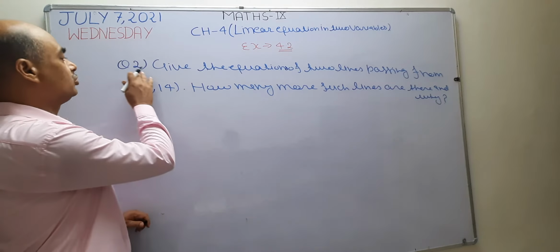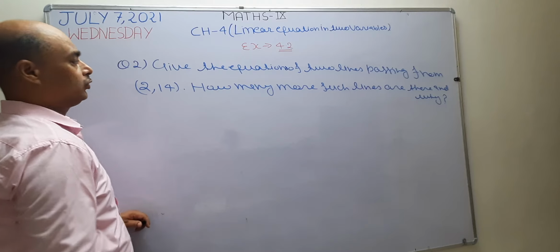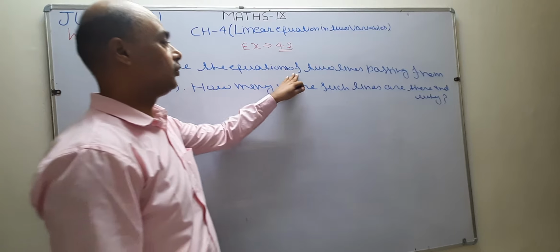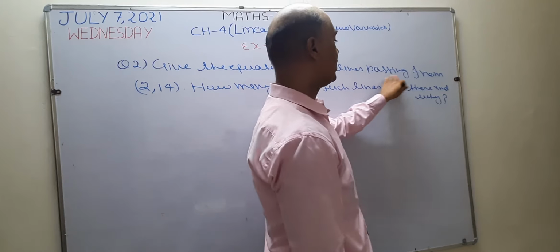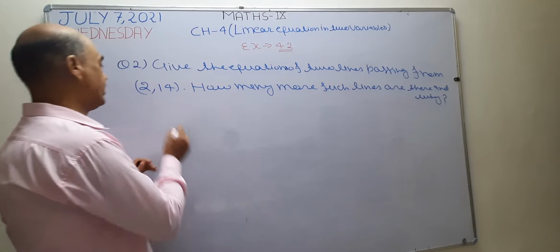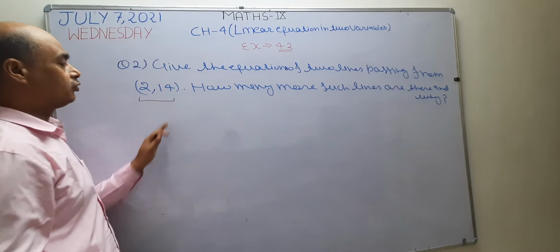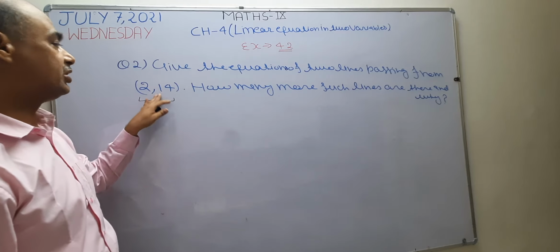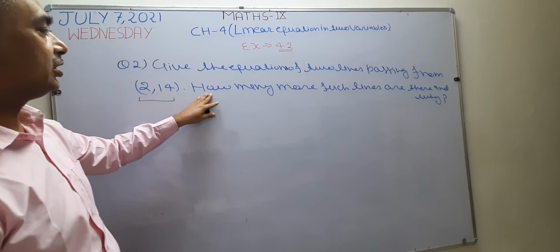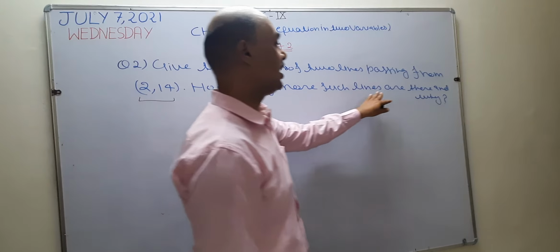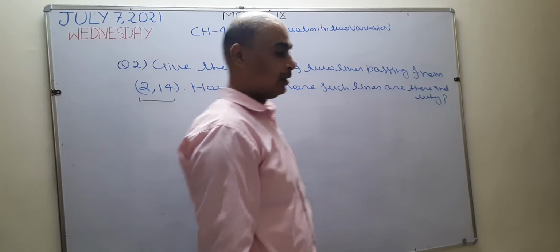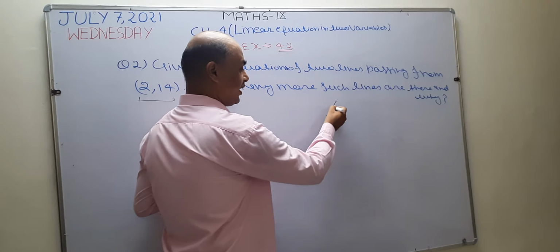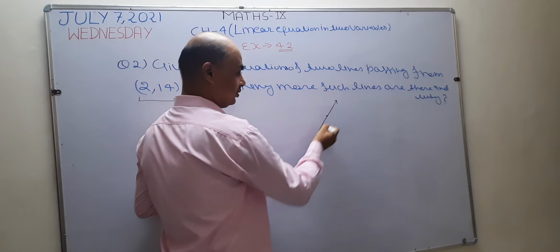Now I want to solve the second question of exercise 4.2. See the statement. Give the equations of 2 lines passing through this point. We have to write 2 equations which pass through this point. And the next question is, how many more such lines are there and why? So suppose this is the point. From one point, how many lines can pass?